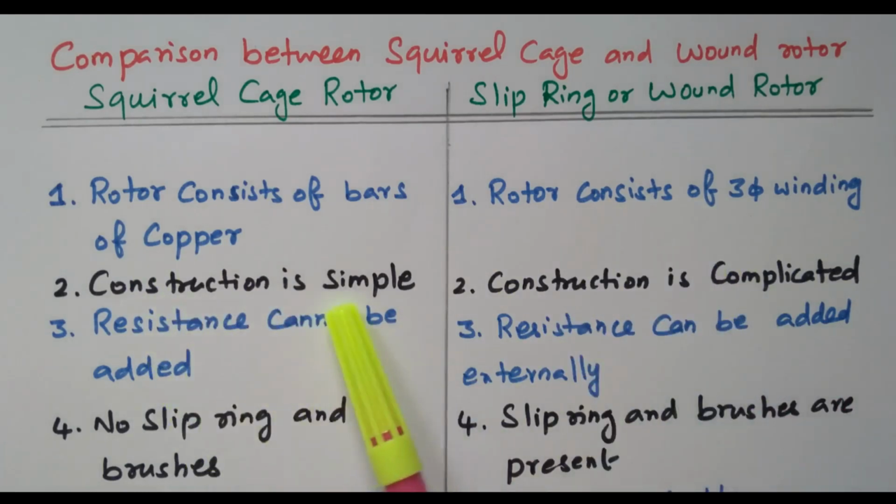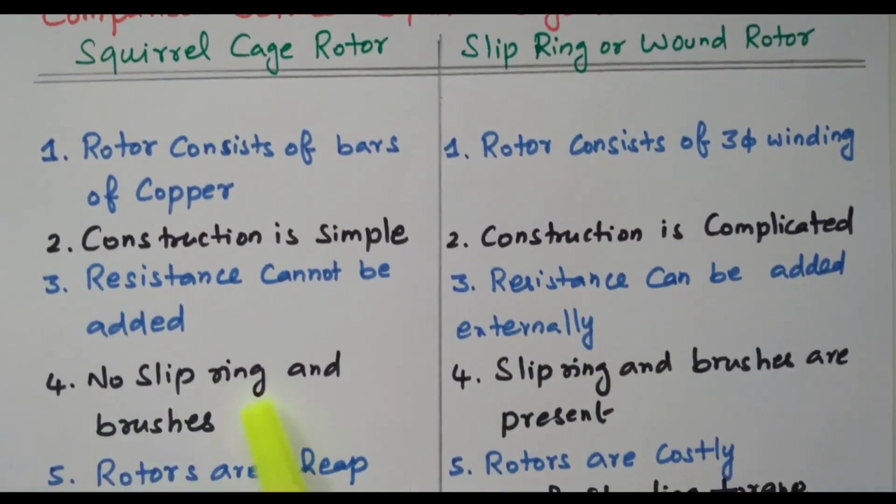The construction is simple. During the construction itself, the copper bars are placed. There is no more alteration. But here the construction is complicated, because we need to place the three-phase winding. Because of the copper bars, the resistance cannot be added. But here we can add the resistor externally.